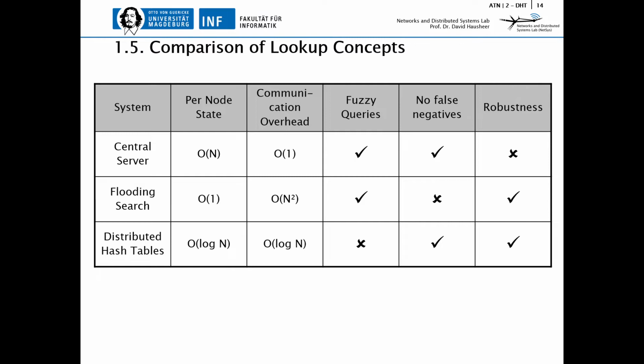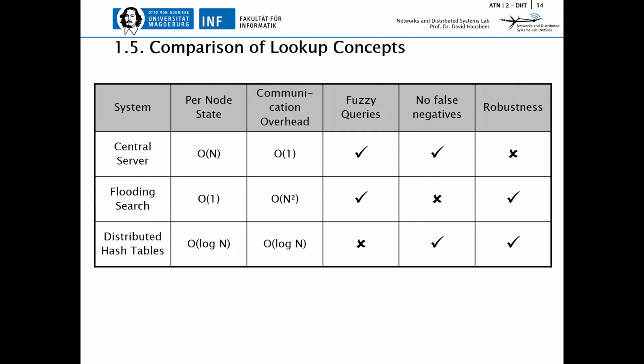In the flooding-based search, the node state is constant because only the nodes that have the information need to store it, whereas the communication overhead increases tremendously, basically with O(n²). Fuzzy queries, however, are possible here, and the system can be considered very robust because any node can leave the network without any issues. However, it's not typically possible to give a definitive statement about the existence of a particular content item.